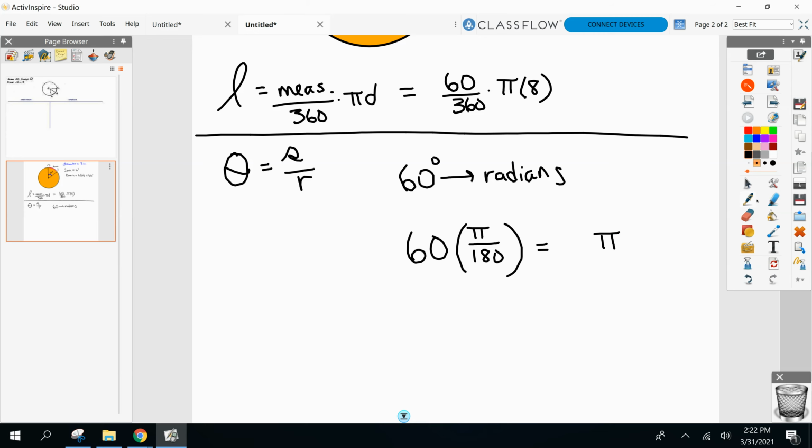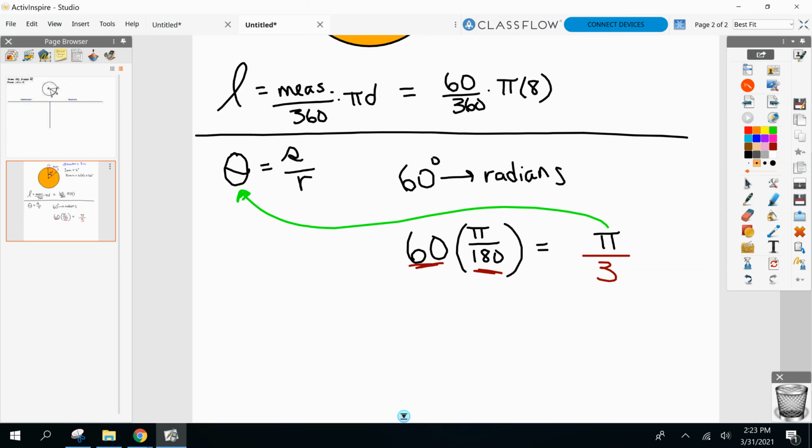And now all you have to figure out is what is 60 over 180 reduced as a fraction. And you can just plug that right into your calculator. 60 over 180 into your fraction template, enter. It'll say it's 1/3. So 60 degrees is pi over 3. And that, in this problem, is what I would plug in for theta if I wanted to use that formula to solve this clock problem. Okay, so I multiply by pi over 180 if I want to go to radians.